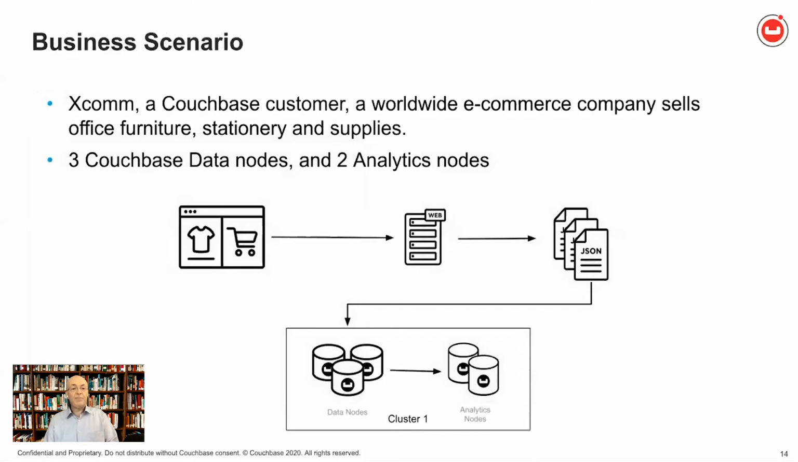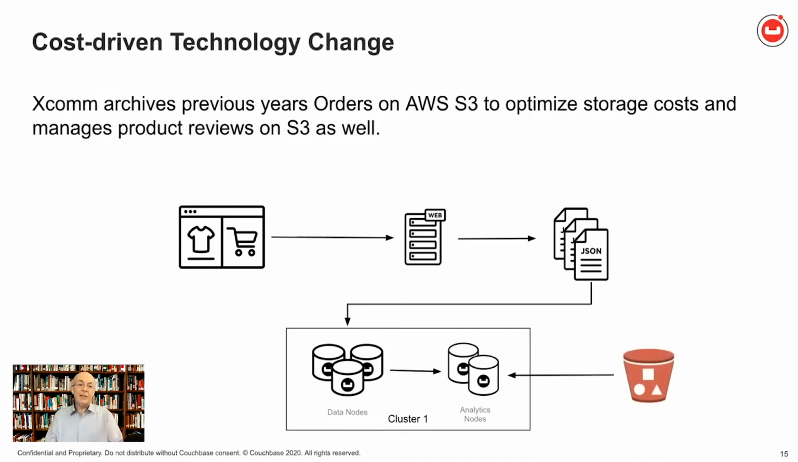All right. So for this demo, we have a small business scenario. There is a company called XCOM, and it's a Couchbase customer. They're a worldwide e-commerce company, and they sell office furniture, stationery, and supplies. In their data center, they have 3 Couchbase data nodes and 2 analytics nodes. And they want to do some analyses. So let's take a look.